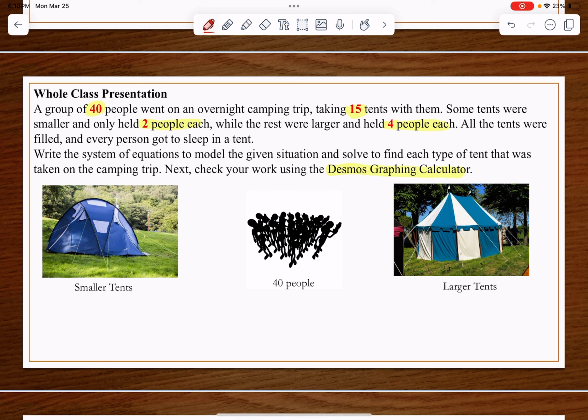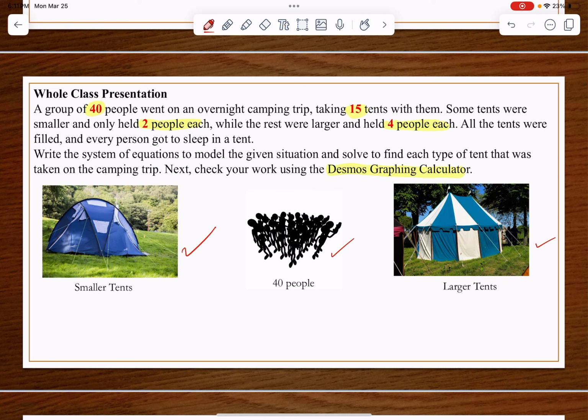Here you can see in the picture, these are larger tents, and here we have smaller tents. You can see 40 people are there. Now our job is to model this.